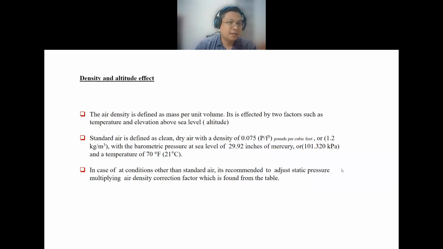Okay, density and the altitude effect. Actually, the air will be affected by the elevation because the pressure will vary. As we know, different elevation affects the pressure, and pressure affects the density of the air. The air density is defined as mass per unit volume. It is affected by two factors: temperature and elevation above sea level.